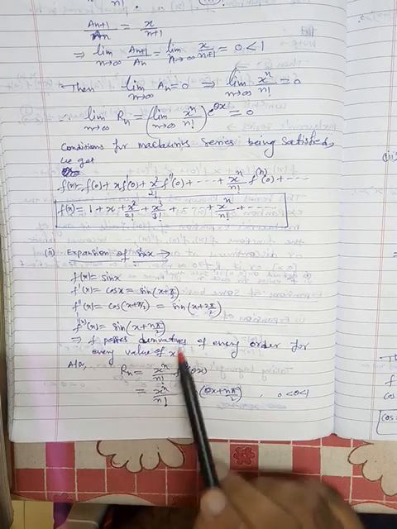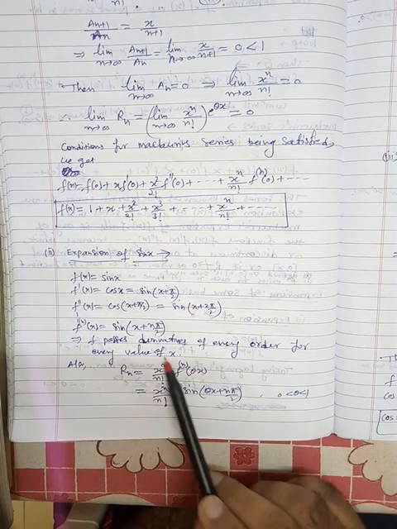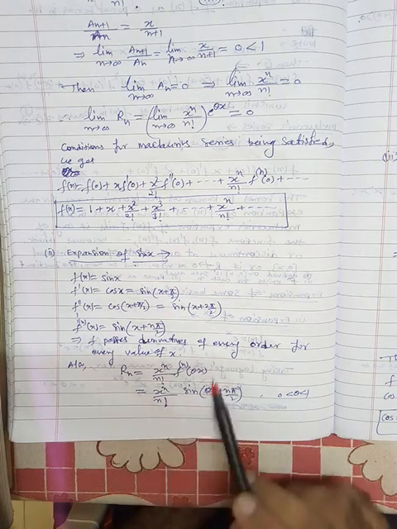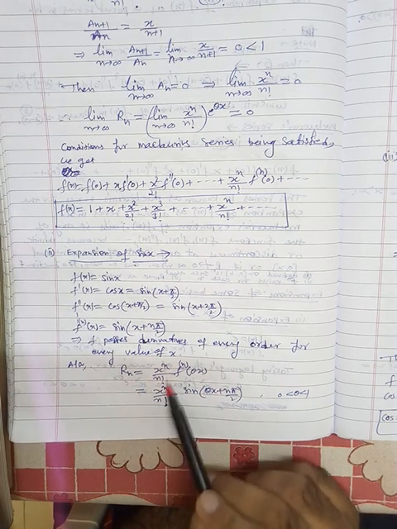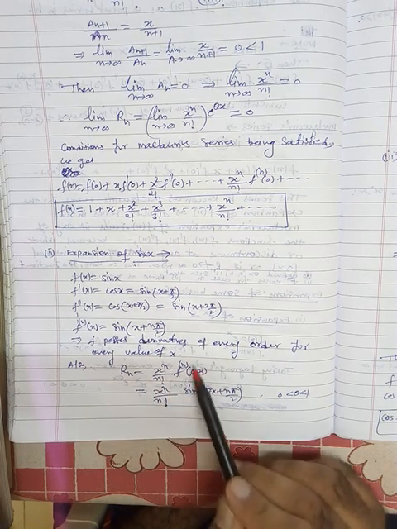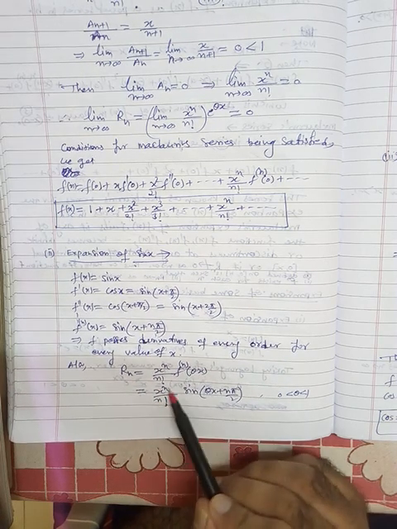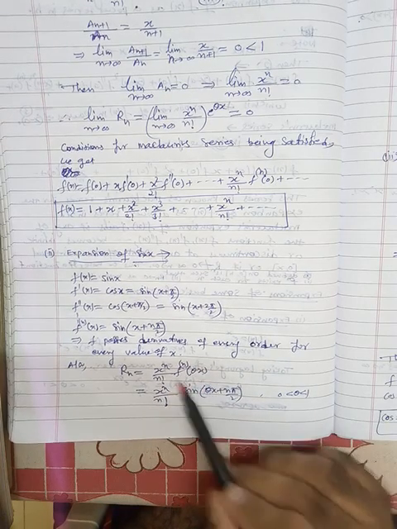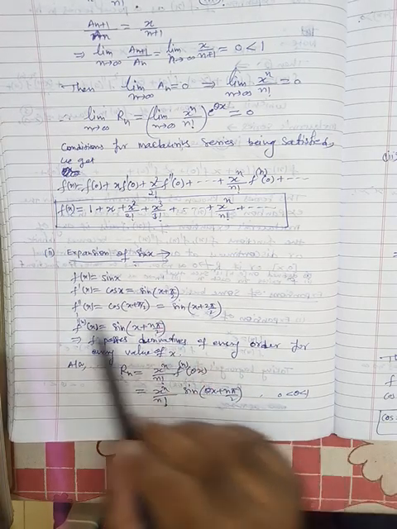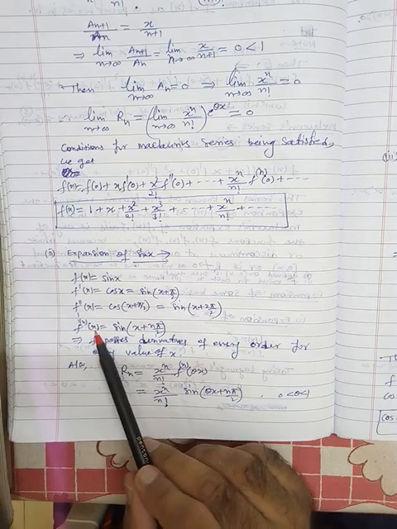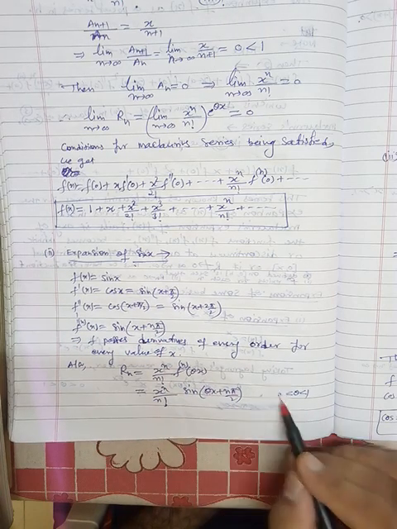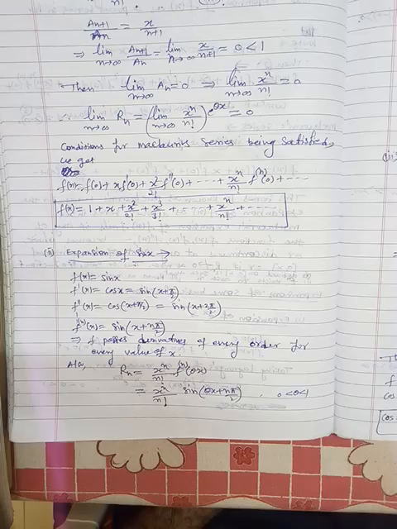So f possesses derivatives of every order for every value of x. Again use the Lagrange's form of remainder. So Rn will be x raised to the power n divided by factorial n, times the nth derivative at theta x. This quantity can be evaluated with the help of this nth order derivative, so replace x by theta x: sin of theta x plus n pi by 2. Here theta is in between 0 and 1.